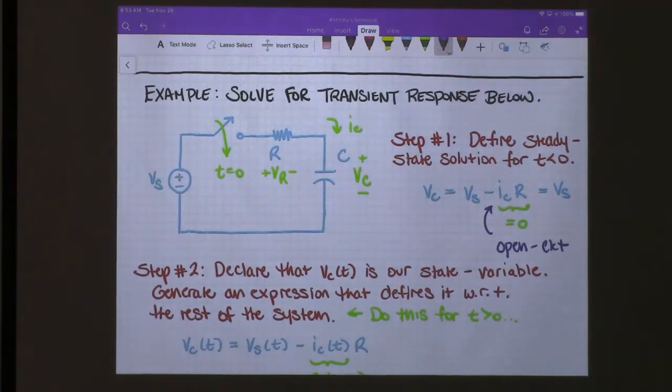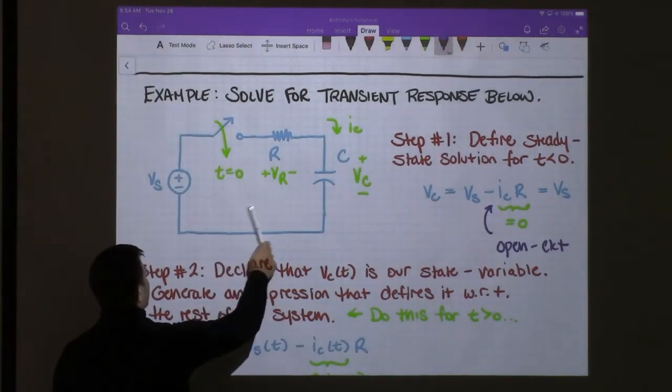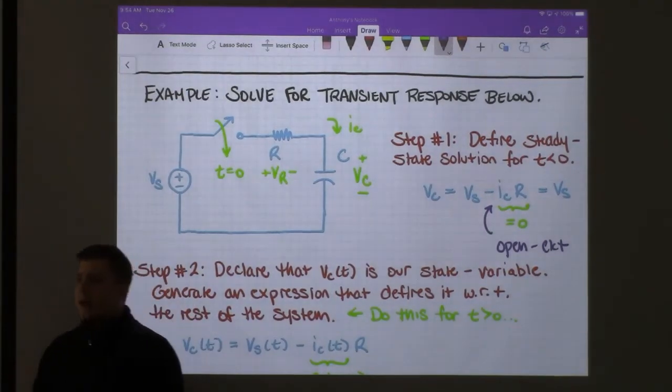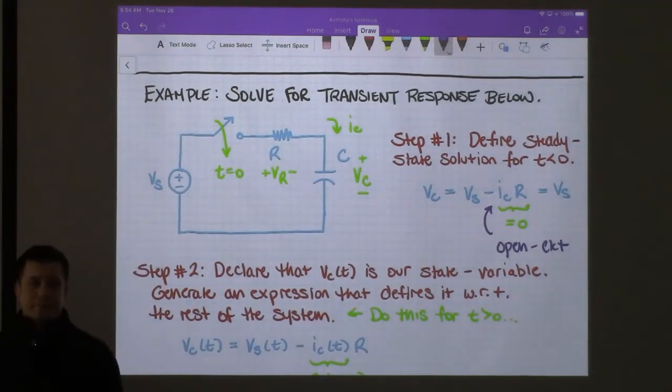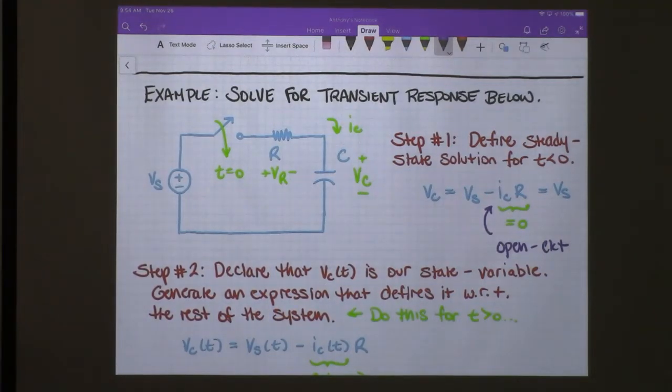I wrote out an equation based on KVL for it. VC is equal to VS minus VR. But ultimately, when the switch is open, there's no current flowing through the resistor, which means that there's no voltage drop across it, which means that VC equals VS. VC equals 0.